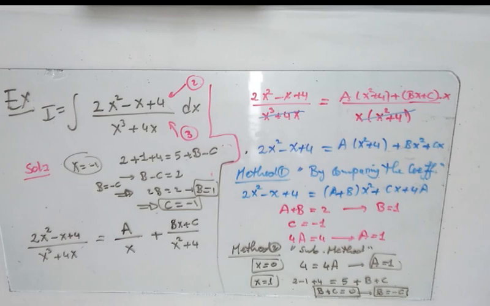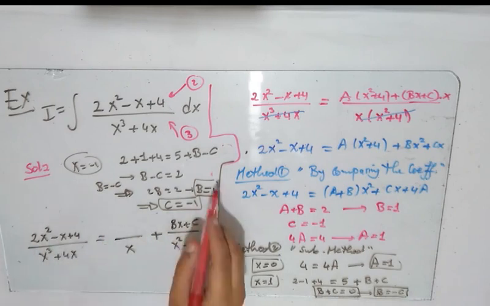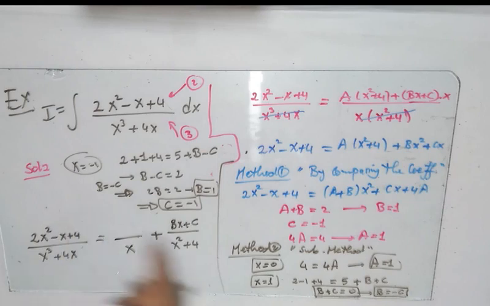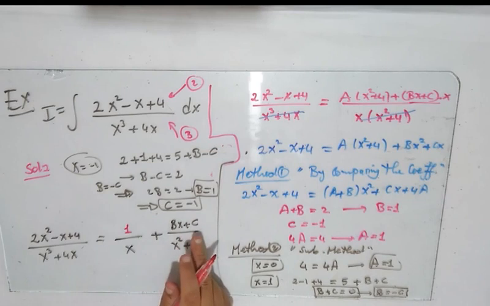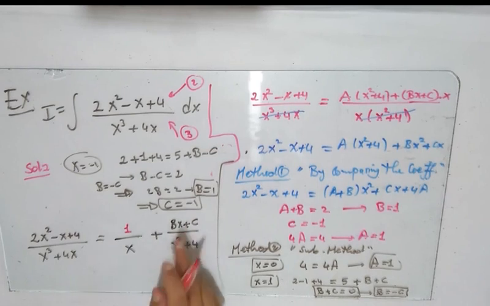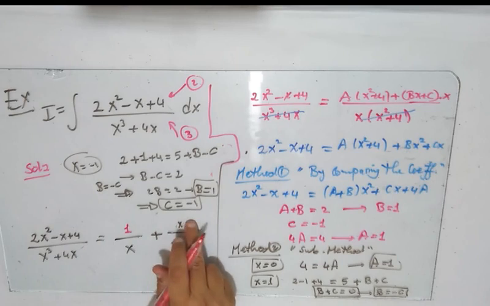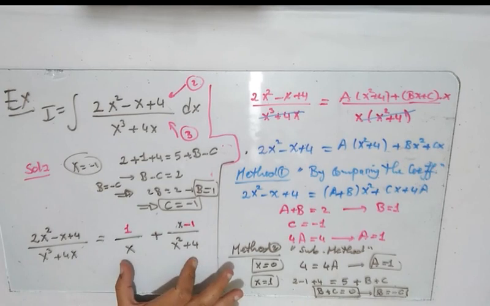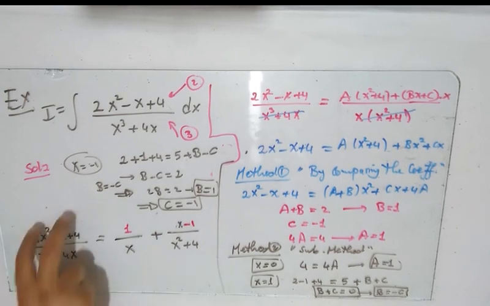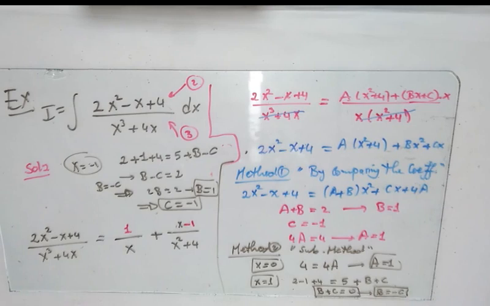Since now we know the values of a and b and c, let's substitute here. Our rational function will be a over x, where a is 1, plus bx plus c over x squared plus 4, where b is 1 and c is negative 1. So now this is our partial fraction decomposition of this rational function, and now we want to integrate this, which is easy.